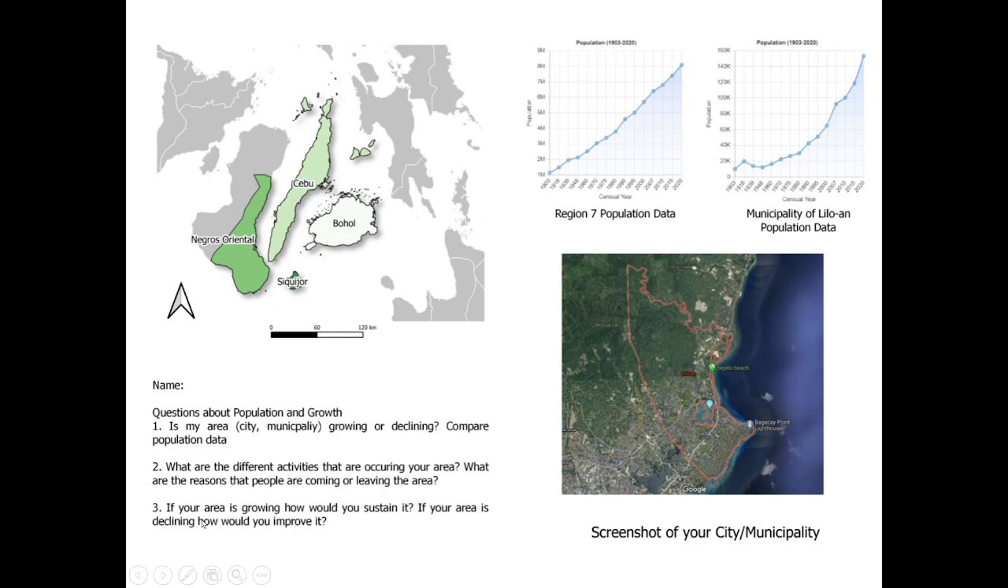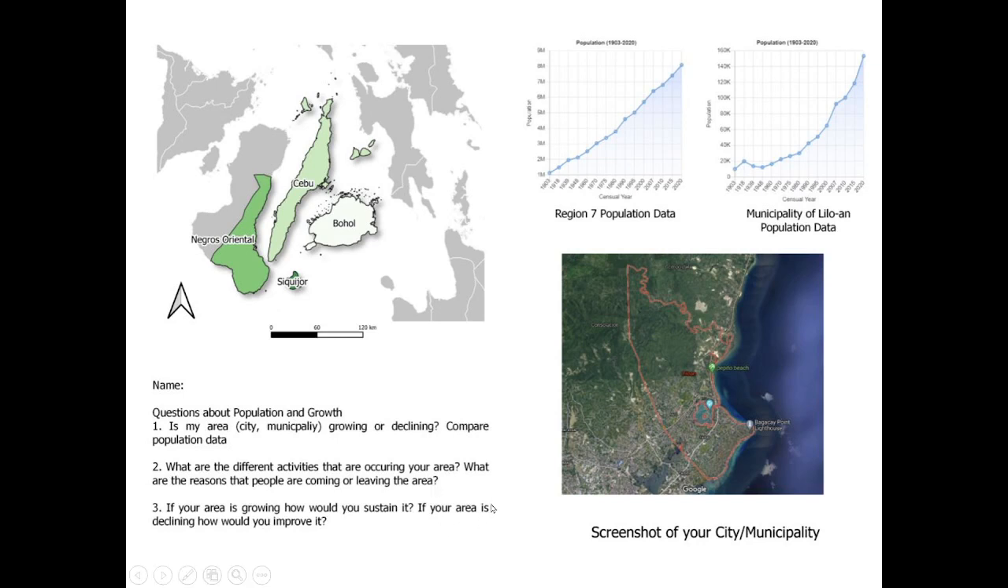So the final question is, if your area is growing, how would you sustain it? How do you sustain the businesses? How do you sustain the growth? And as we mentioned before, it's all about making it more walkable, increasing density, reducing pollution, and providing better access to electricity, water, and communication. So hopefully that will help you answer these 3 questions. Very simple, not really a big problem at all.